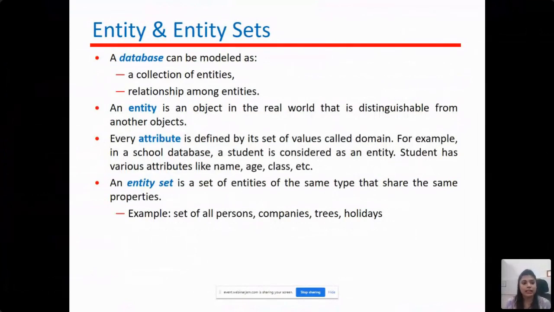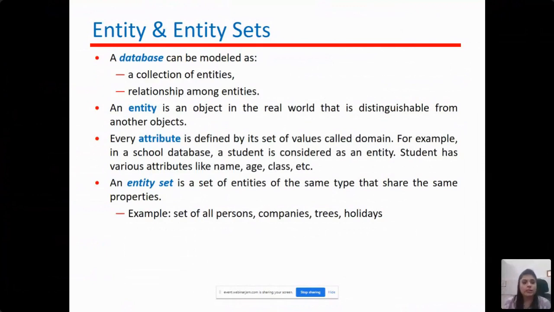First of all, there is an entity, which is an object of the real world that is distinguishable from other objects. For example, if we talk about a university database, student becomes an entity, because it is an object actually existing in the real world. Then faculty can become an entity. The course for which the student is opting can act as an entity. So these all are entities.